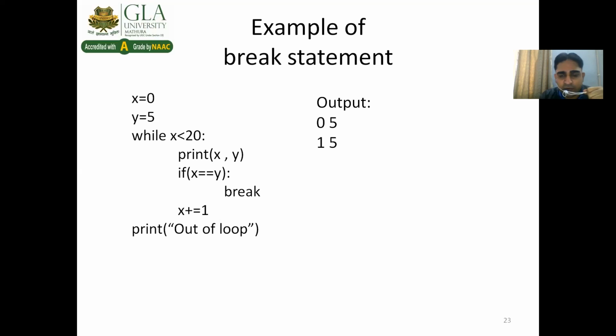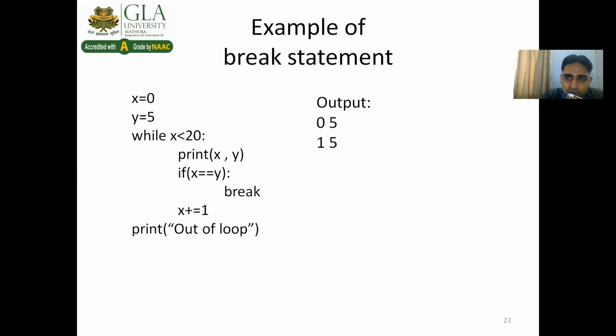Because the value of x, which is 1, is less than 20, it will again move inside the loop and print the values of x and y as 1 and 5 respectively. Because 1 and 5 are not equal, break will not get executed, and so the value of x will be made 2, because 2 is again less than 20.